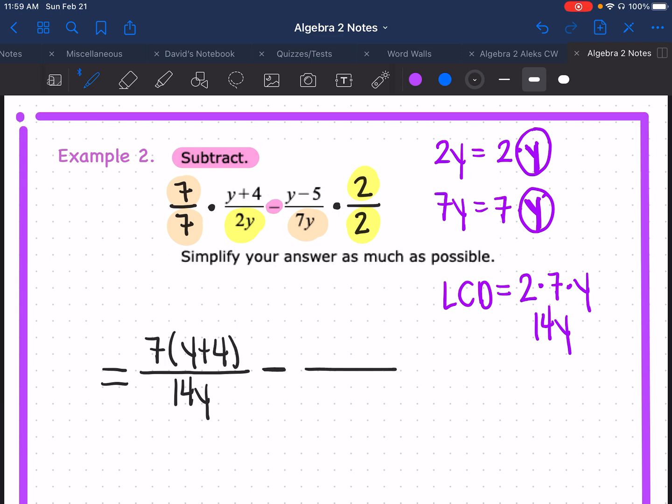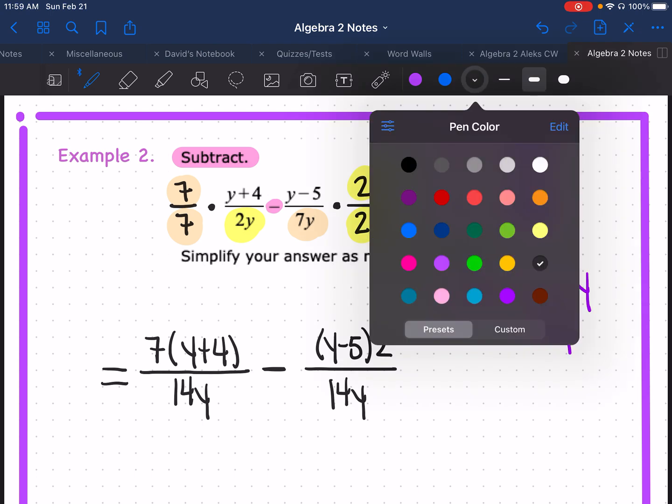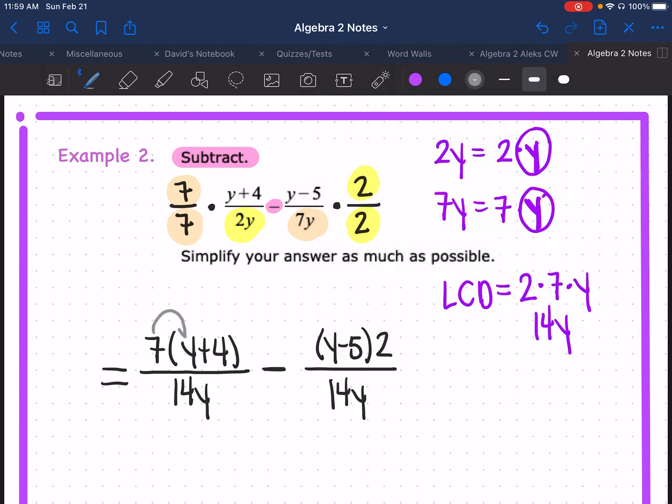Minus 14y, and I'm going to have y minus 5 times 2. I have to go ahead next and distribute both my numerators. So the 7 times the y and the 7 times 4. So this is going to become 7y plus 28.